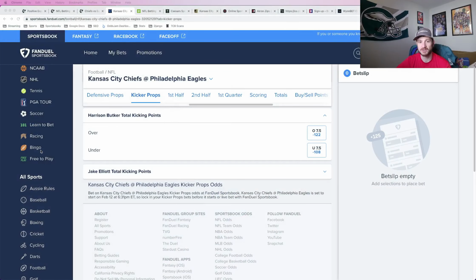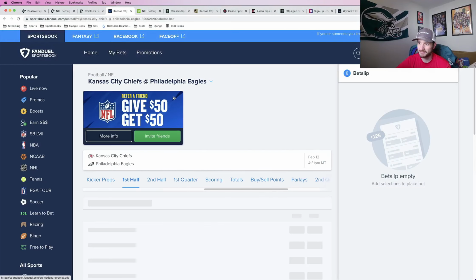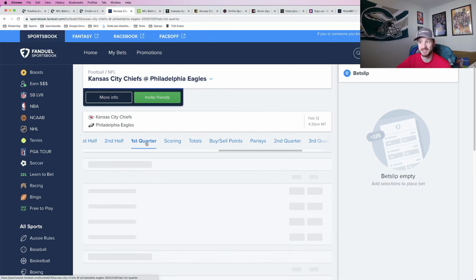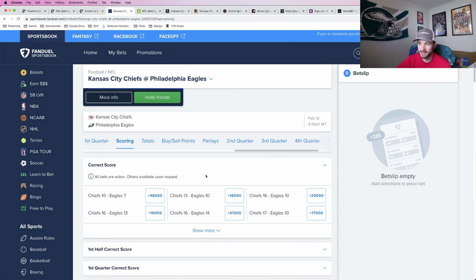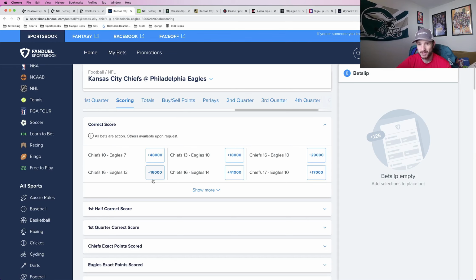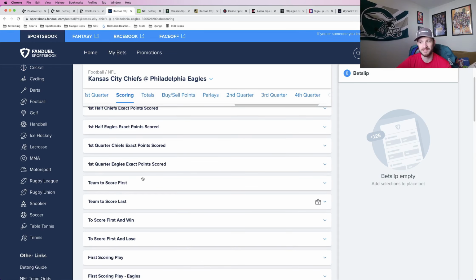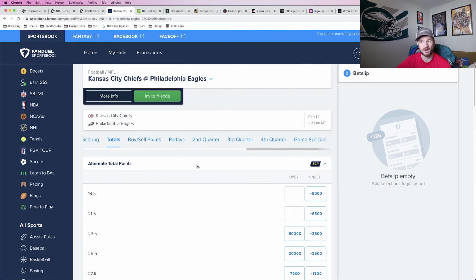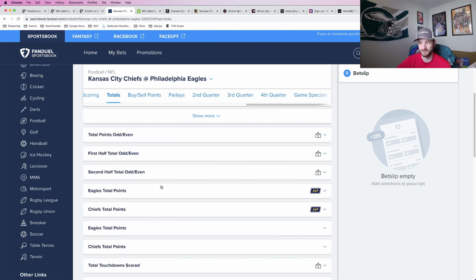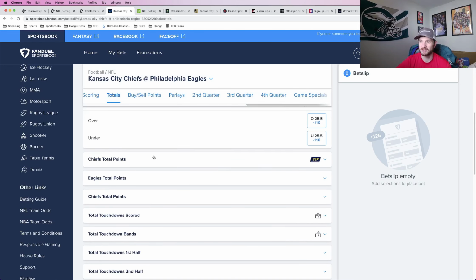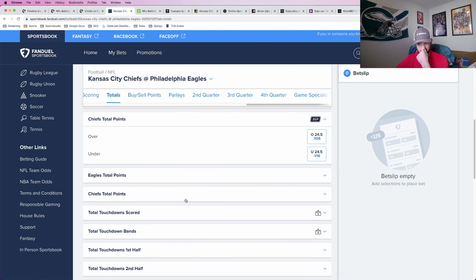So if I share my screen here again, we see first half, we see second half, we see first quarter, scoring. So you can bet on the exact score. You can bet on the team's exact score, the first half, the first quarter, team to score first, last, all that good stuff. And then totals are like the alternate total points, but then you can also bet on Eagles total points. You can bet on Chiefs total points. You can also bet on total touchdown score. So there are a ton of different options when it comes to game props.